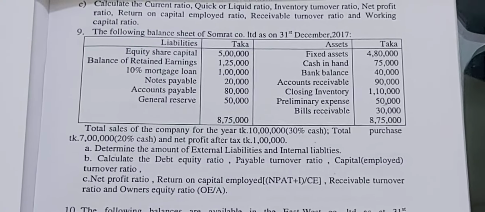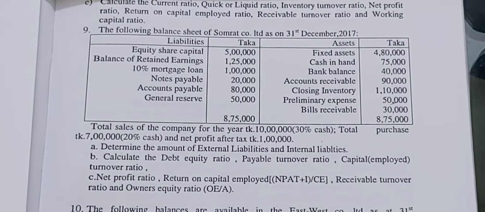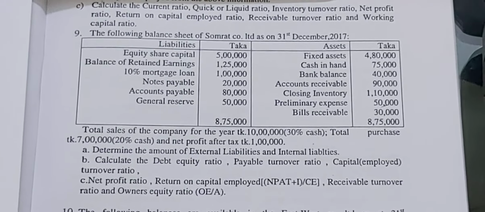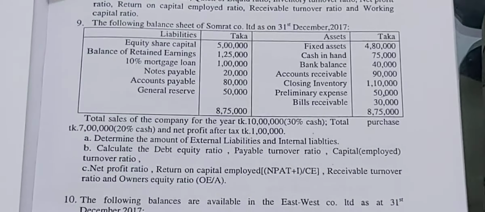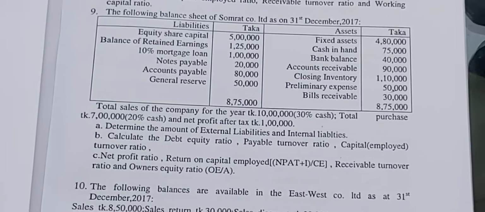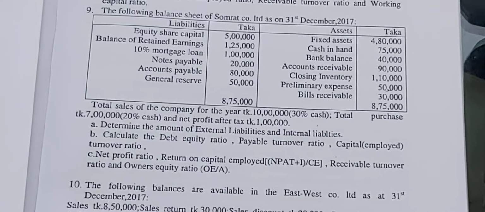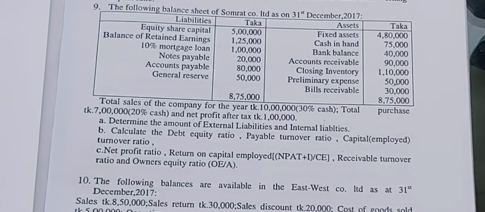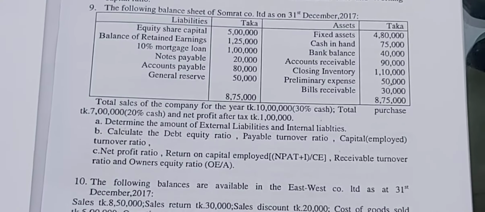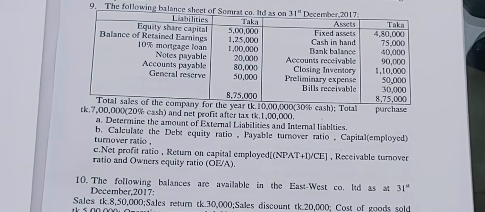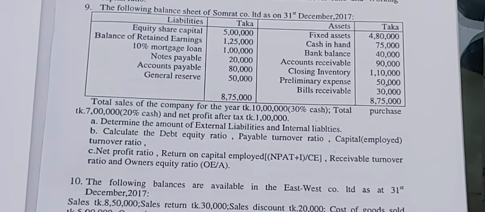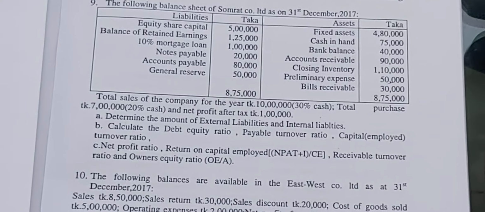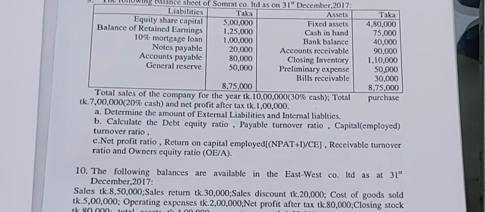On the right side there is the asset amount. Fixed asset taka 4,80,000, cash in hand taka 75,000, bank balance taka 40,000, accounts receivable taka 90,000. Closing inventory taka 1,10,000, preliminary expenses taka 50,000, bills receivable taka 30,000. That is, the total amount of assets is taka 8,75,000. Dear students, I repeat again.